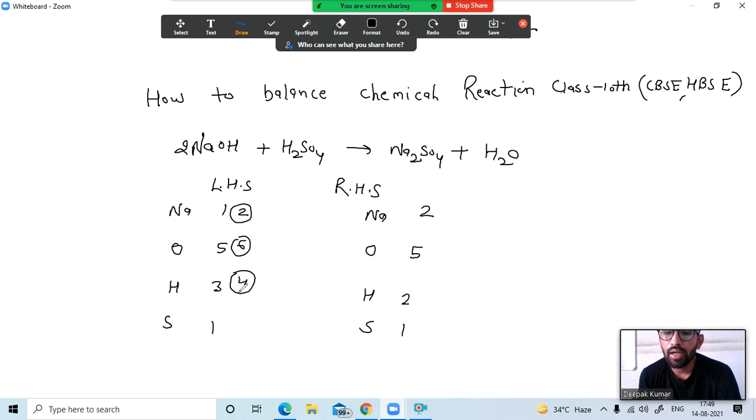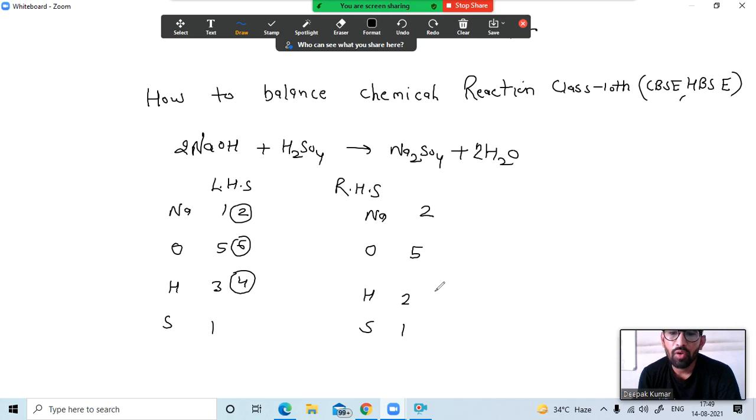First of all we check the hydrogen. On the left hand side there are 4 hydrogen, and on the right hand side there are 2 hydrogen. We will multiply by 4. Sorry, we will multiply by 2. When we multiply by 2 the hydrogen is 4.